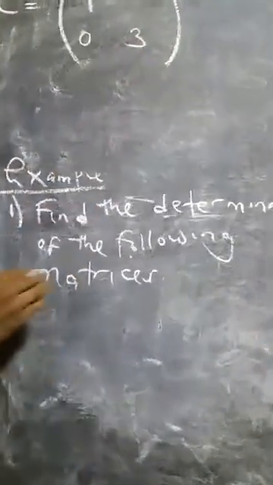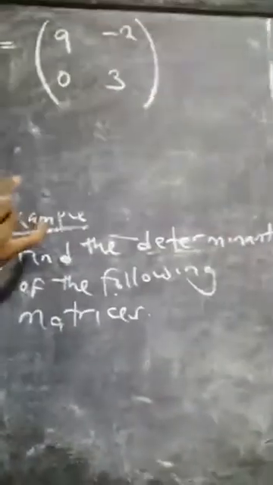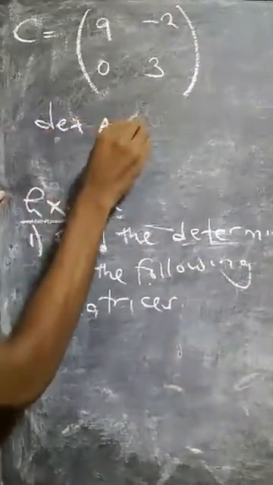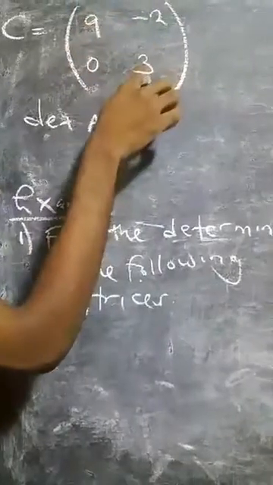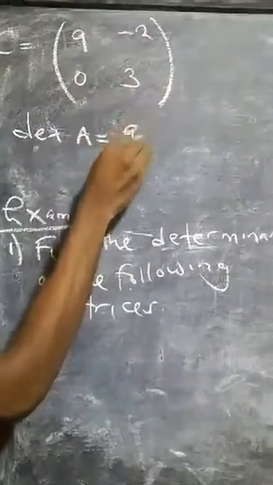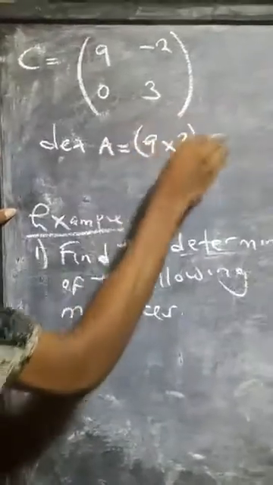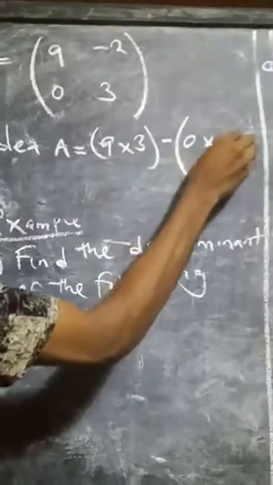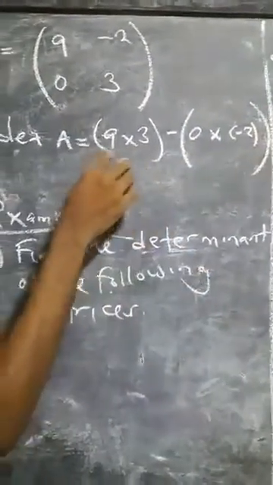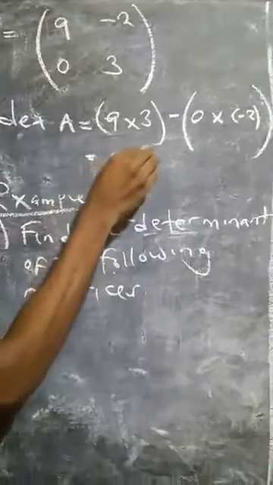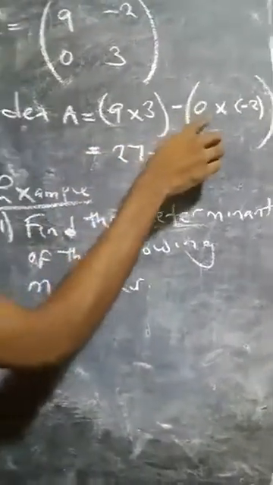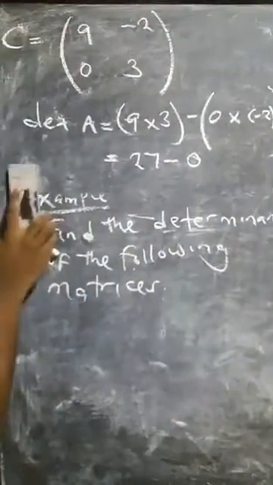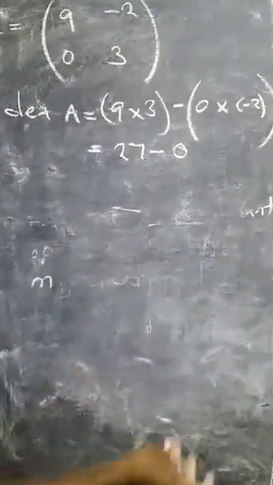We now have the next one, 9, 3, 0, negative 2. So the determinant of A is just equal to 3 by 9 minus 0 by negative 2. So 9 by 3, that's a 27, minus 0 by negative 2, that's just a 0, of course. So 27 minus 0 is 27.